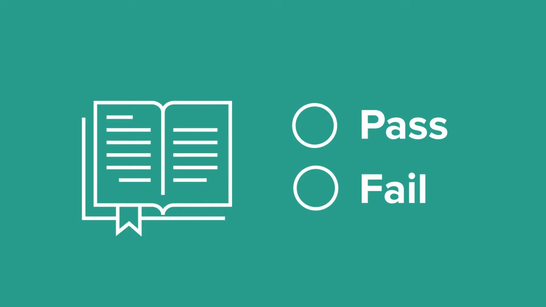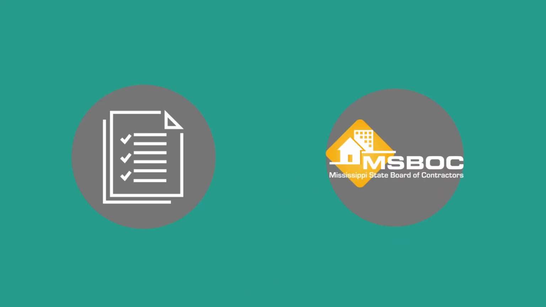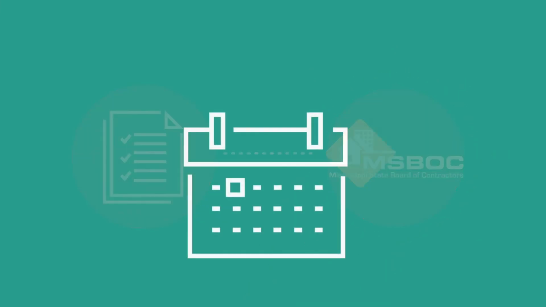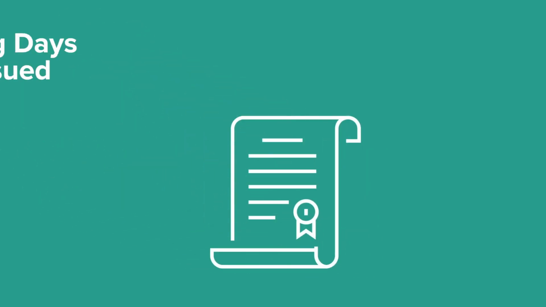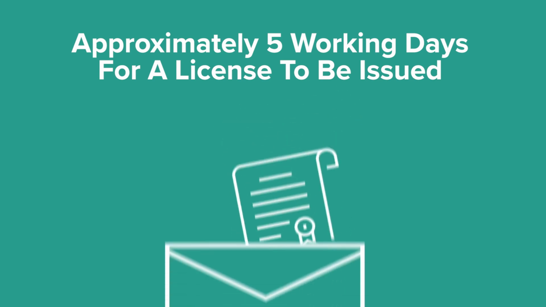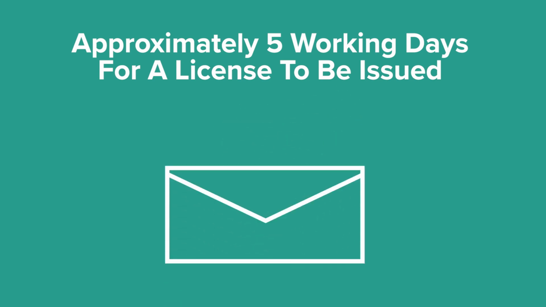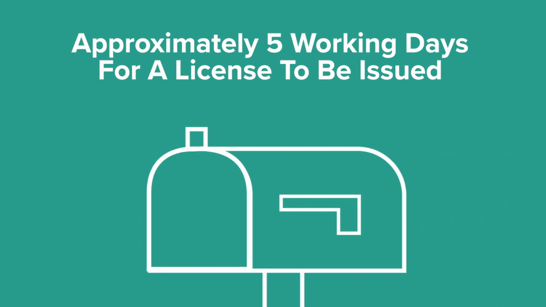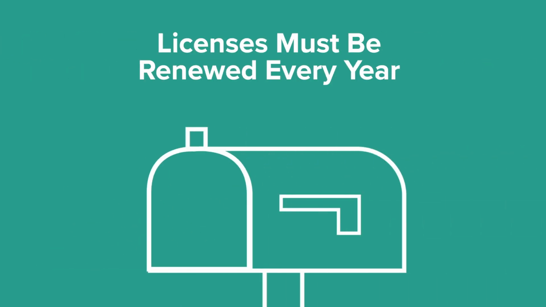Once you have successfully passed your exam, your application will be submitted to the board for review. Applications are processed on a weekly basis. Once approved, it takes approximately 5 working days for the license to be issued. The license will be mailed to the address listed on the application. Remember, your license is only good for 1 year, and it is your responsibility to renew your license annually.